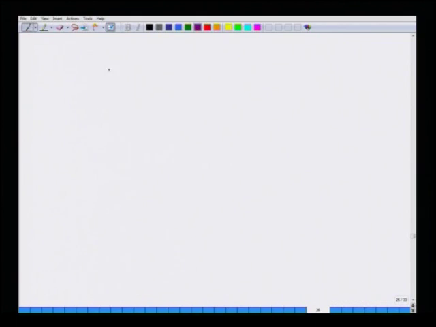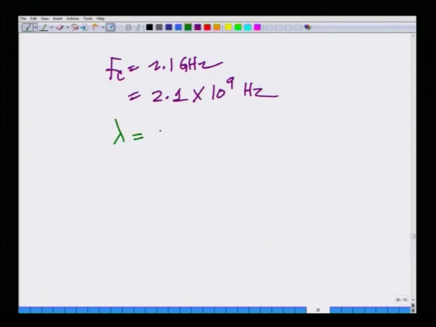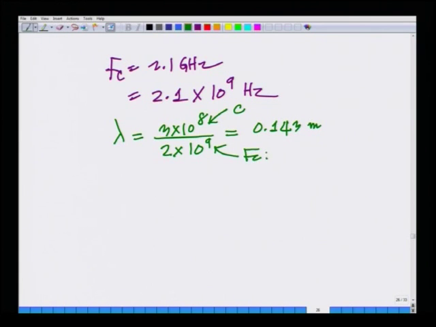We are given Fc equals 2.1 gigahertz, which is 2.1 into 10 to the power of 9 hertz, and we also know that this lambda equals 3 into 10 power 8 divided by 2.1 into 10 power 9 equals 0.143 meters. This is nothing but the velocity of light. This is c, this is Fc, and c by Fc equals lambda, which is 0.143 meter.